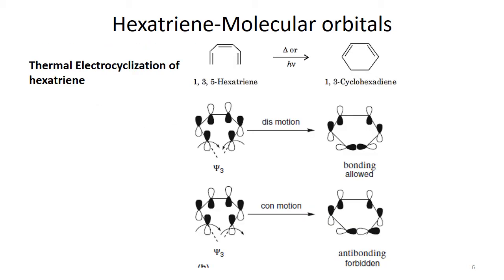Okay, we have talked about how these hexatriene molecular orbitals can be constructed, and how symmetry elements can be carried out on them.